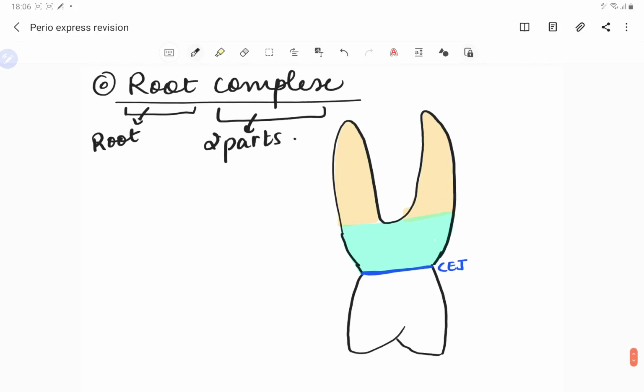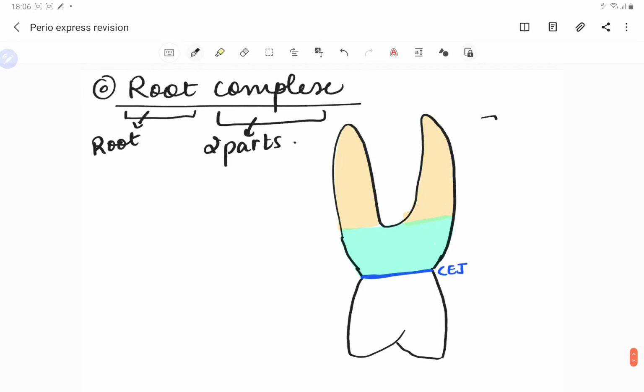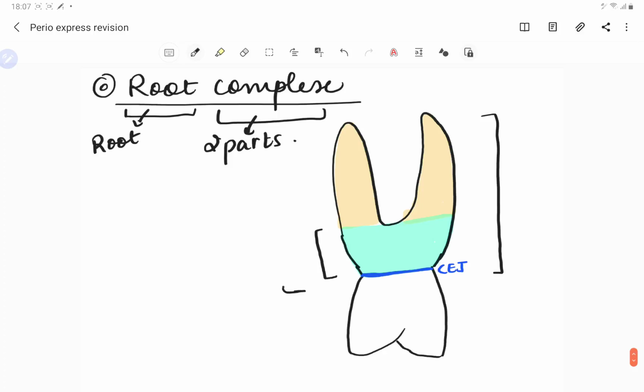So this complex consists of, see, this is the whole root, right? From the CEJ, up till the entrance of the furcation is the root trunk. So up till the entrance of the furcation, from the CEJ, is our root trunk, guys. So there are two parts to the root complex. One is the root trunk, so trunk of the root.